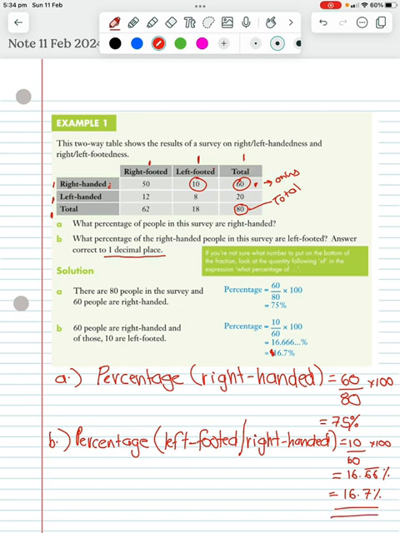So remember, if you're not sure about what number to put at the bottom of the fraction, look at the quantity following of in the expression. So what percentage of? So in A, what percentage of people in the survey are right-handed? So right-handed. What percentage of right-handed people, so there's that percentage of, in the survey are left-footed, so that's my top bit.